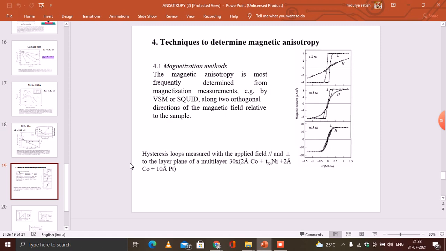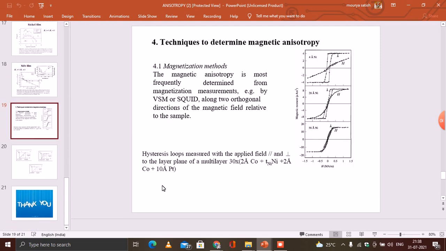Techniques to determine magnetic anisotropy. Magnetization method: the magnetic anisotropy is frequently determined from magnetization methods, for example VSM and SQUID, along two orthogonal directions of the magnetic field relative to the sample. Hysteresis loops are measured with the field applied parallel and perpendicular.